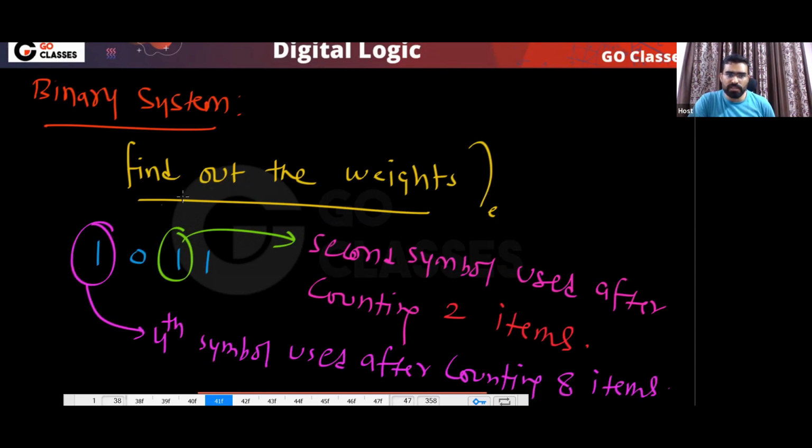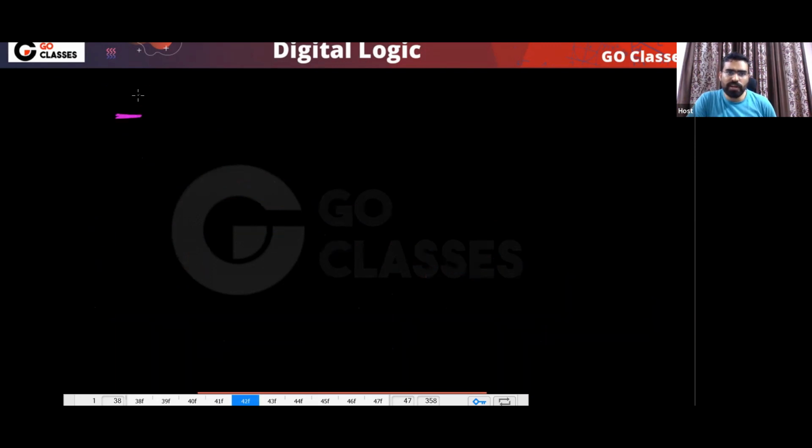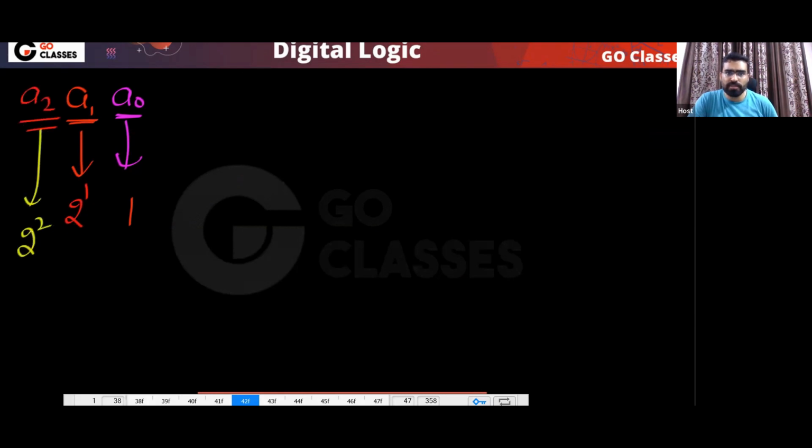So what is the weight of this? Let's find out the weights. What is the weight of this first symbol? Whatever symbol you have, for example, let's call it A0. The weight of this symbol is 2 power 0, or I can simply say 1. What is the weight of the next symbol? After counting two items, you are using this. What is the weight of this symbol? After counting 4 items.